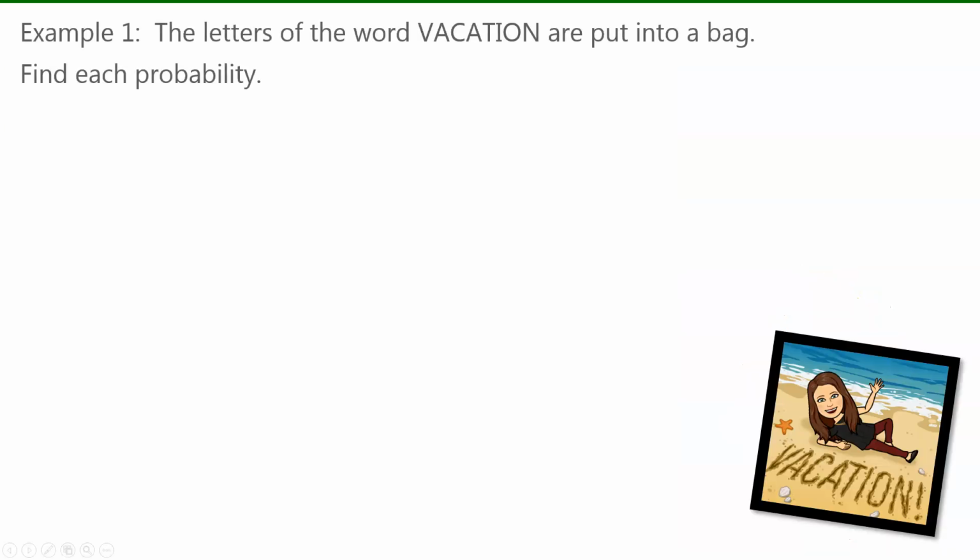Example 1. The letters of the word vacation are put into a bag. Find each probability. What's the probability of picking a V? So I would write probability of picking a V. I'd look at my word and I can see that there is one V out of 8 letters in total. So the probability of picking a V is 1 over 8.